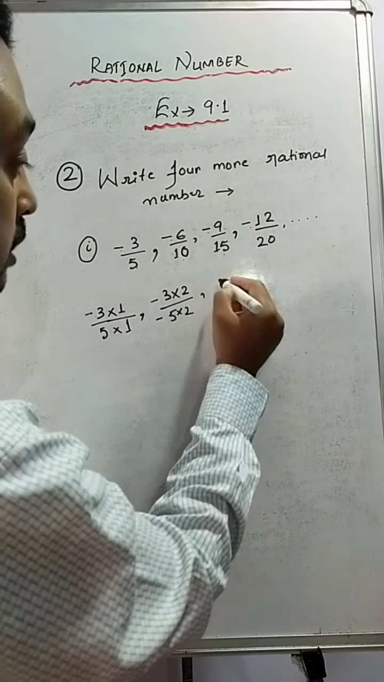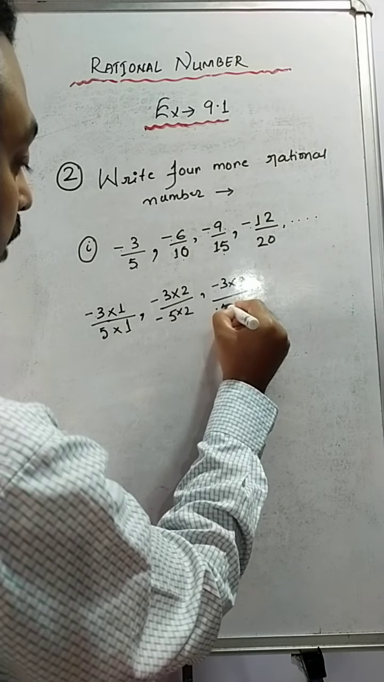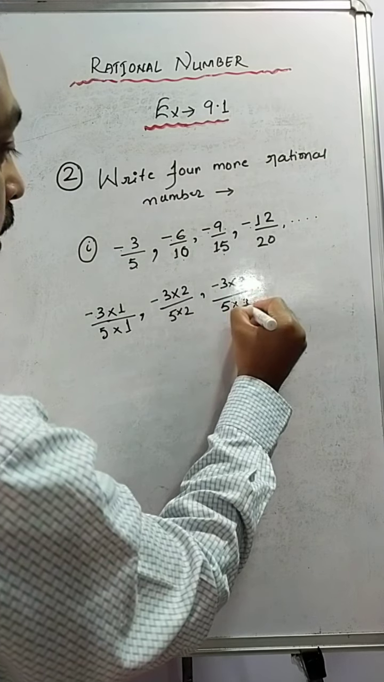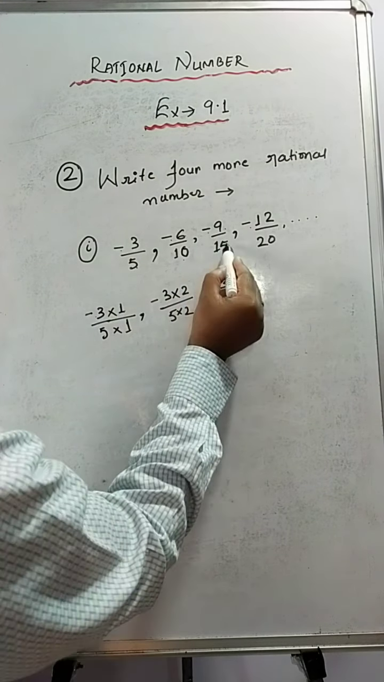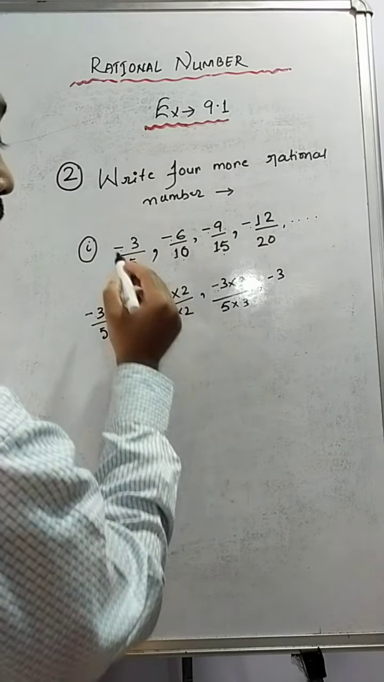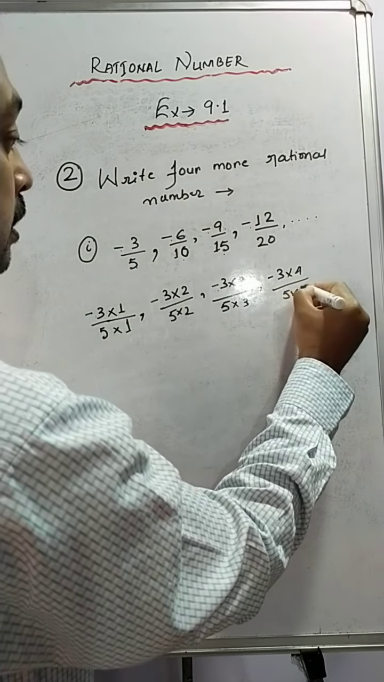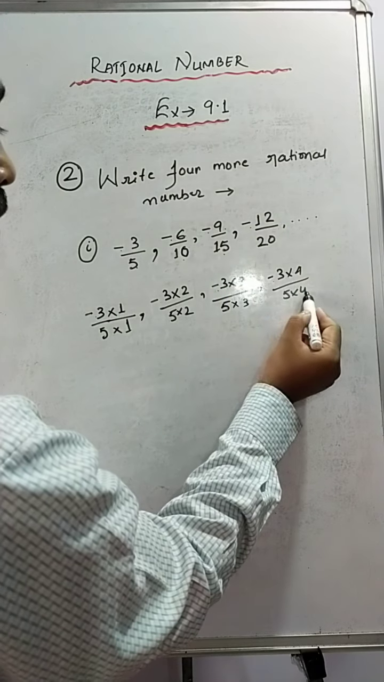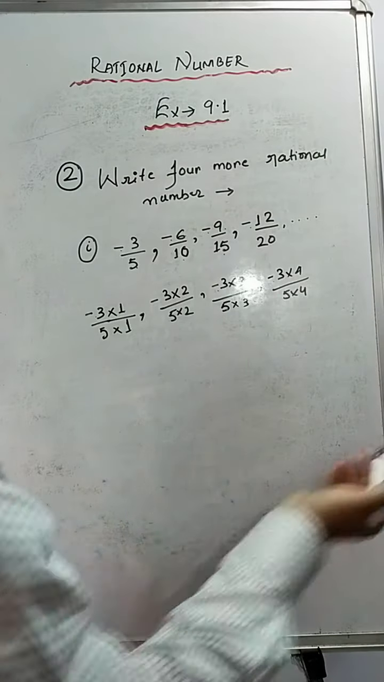So what will be the next one? That would be minus 3 into 3 by 5 into 3. So again you will see minus 3 into 3 is what? Minus 9, and 5 into 3, 15. So next one would be, again this particular rational number multiplied by 4 to both the numerator and the denominator. So you will get this one. Minus 3 into 4 is 12, and 5 into 4 is 20. So up till here it is given. So you have to write 4 more rational numbers.